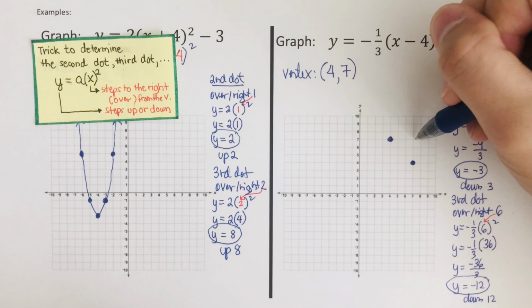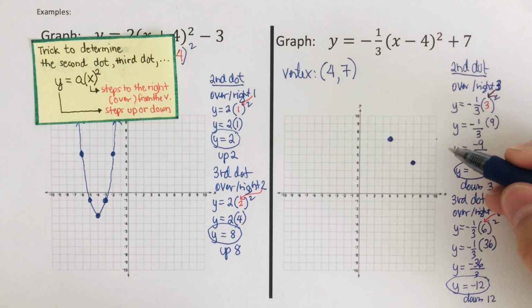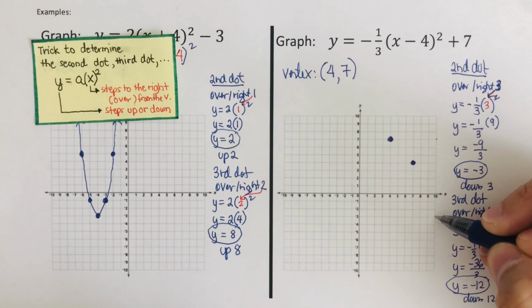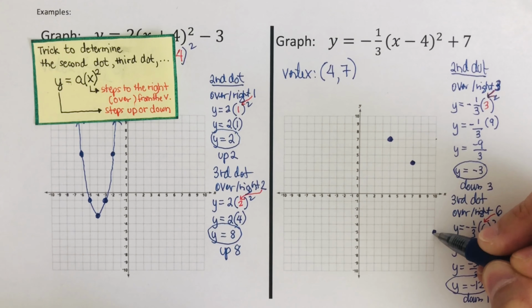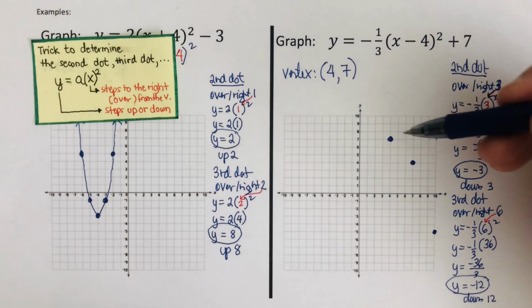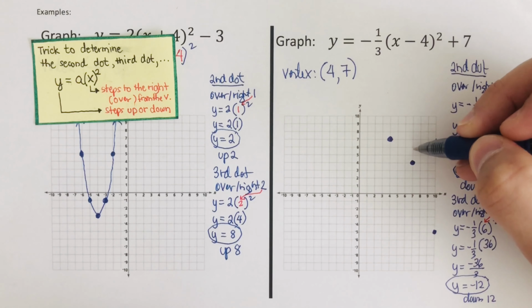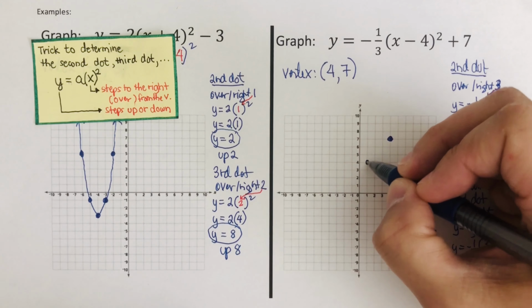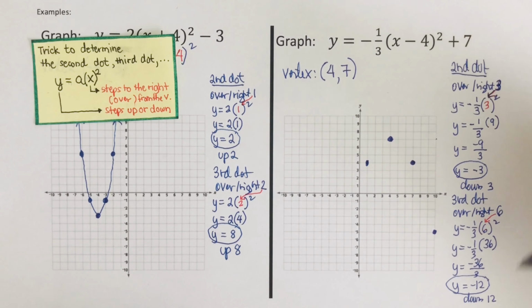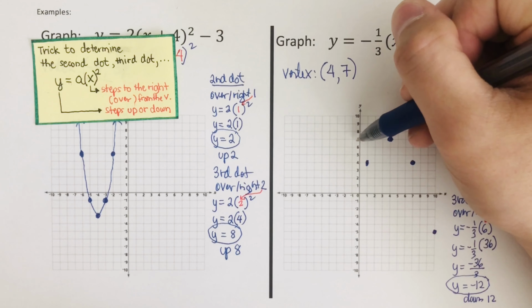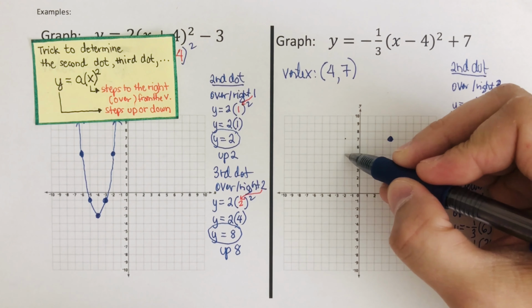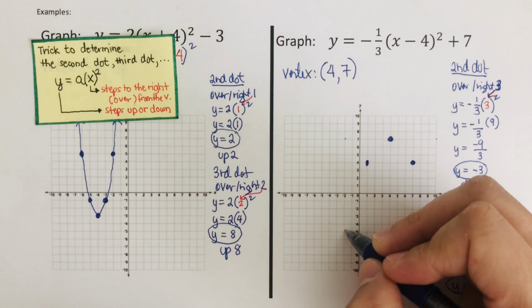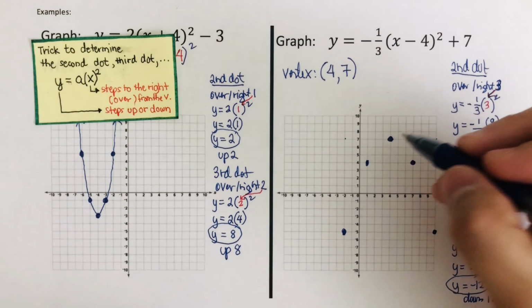So 1, 2, 3, 4, 5, 6. Then I go down 12. 1, 2, 3, 4, 5, 6, 7, 8, 9, 10, 11, 12. So this is the dot. Then I go across, that would be 1, 2, 3, 1, 2, 3. So this is the dot. And then I go across as well. That would be 6 and 12. So 1, 2, 3, 4, 5, 6. And then 12. 1, 2, 3, 4, 5, 6, 7, 8, 9, 10, 11, and 12. And so this is where the dot is going to sit.